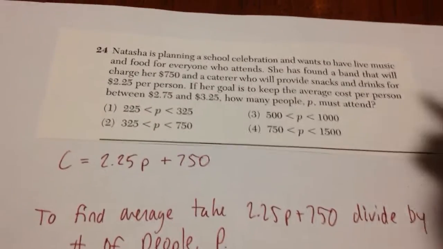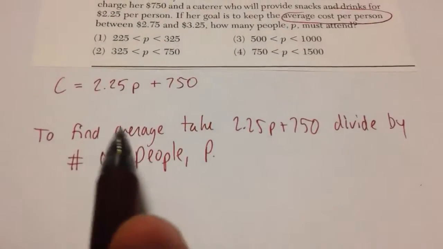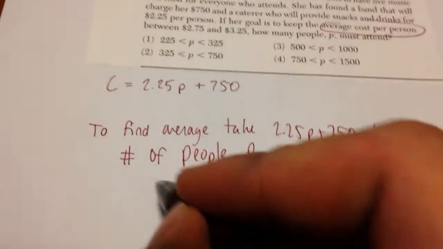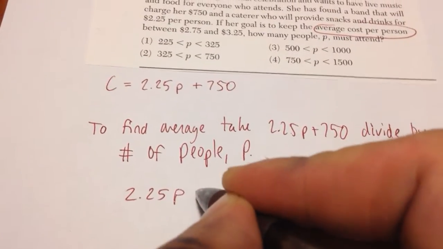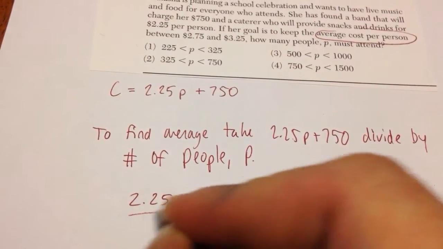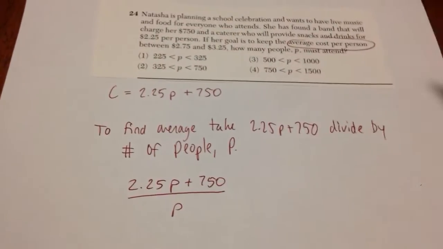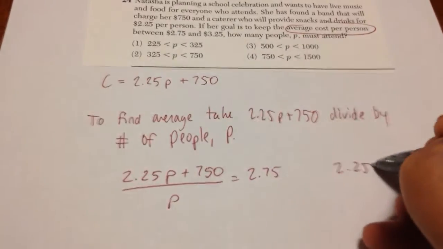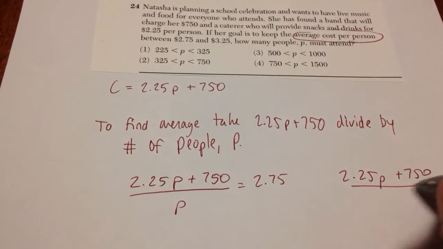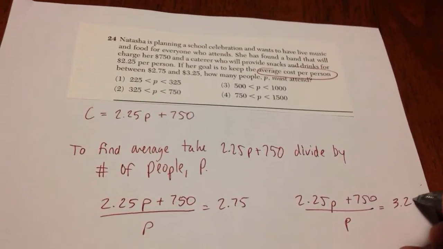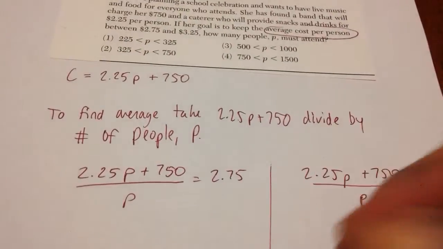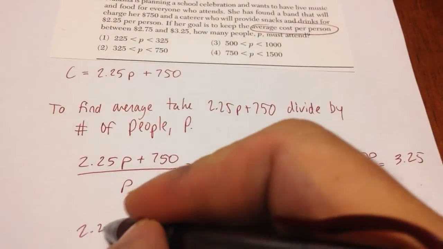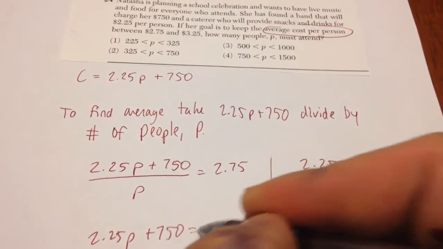Well, to find the average cost per person, you're going to take that expression and divide by the number of people, P. So essentially it's going to look like this. It says you want your average to be between 275 and 325. So all I have here now are two proportions. And what I'm going to do is cross multiply to solve.